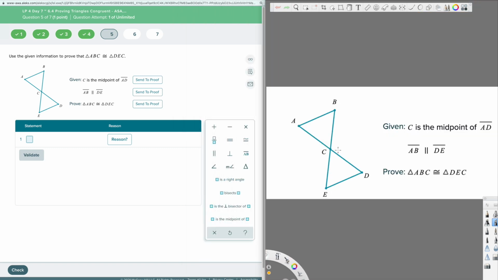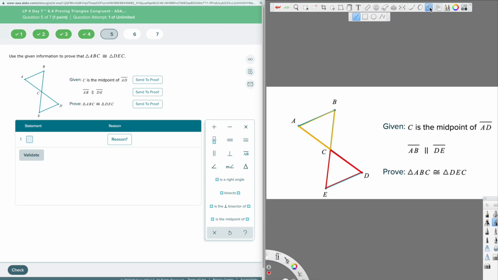Okay, so we're given a couple of pieces about these two triangles again. If we're looking at the two triangles, we have ABC, and we want to prove that ABC is congruent to DEC. So these are the two triangles we're looking at here. Highlighting them in different colors might help, just so that you can see the two triangles a little nicer.